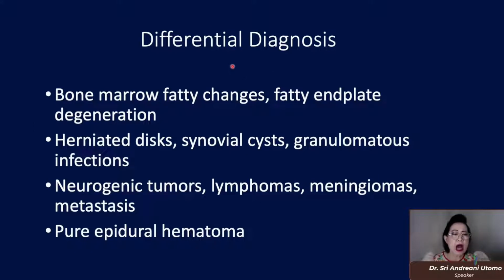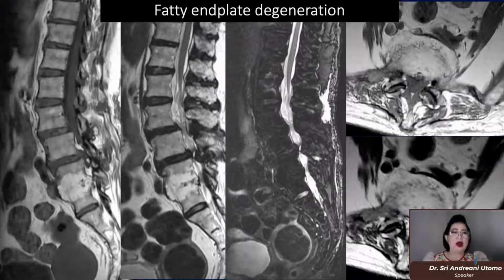So now let's see the differential diagnosis. Bone marrow fatty changes, fatty end plate degeneration. This is part of the differential diagnosis for this aggressive or atypical bone hemangioma. And hernia, synovitis, granulomatous infections, neurogenic tumors, lymphoma, meningioma, and also metastasis, and pure epidural hematoma. Now here, this is a fatty end plate degeneration with Modic type 2.